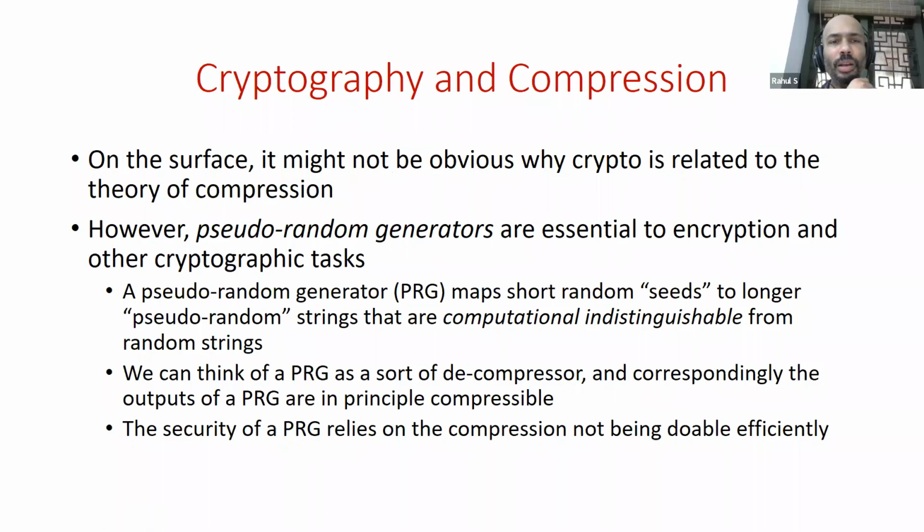Okay, so on the surface, it might not be obvious why crypto is related to the theory of compression. So the first thing I'd like to do is to say a little bit intuitively about why. Pseudorandom generators are an important primitive in crypto, and they're essential to encryption and other cryptographic tasks. And what does a pseudorandom generator do? It's a way of efficiently mapping short random seeds to longer pseudorandom strings. And for these longer pseudorandom strings, you want them to be computationally indistinguishable from random strings.